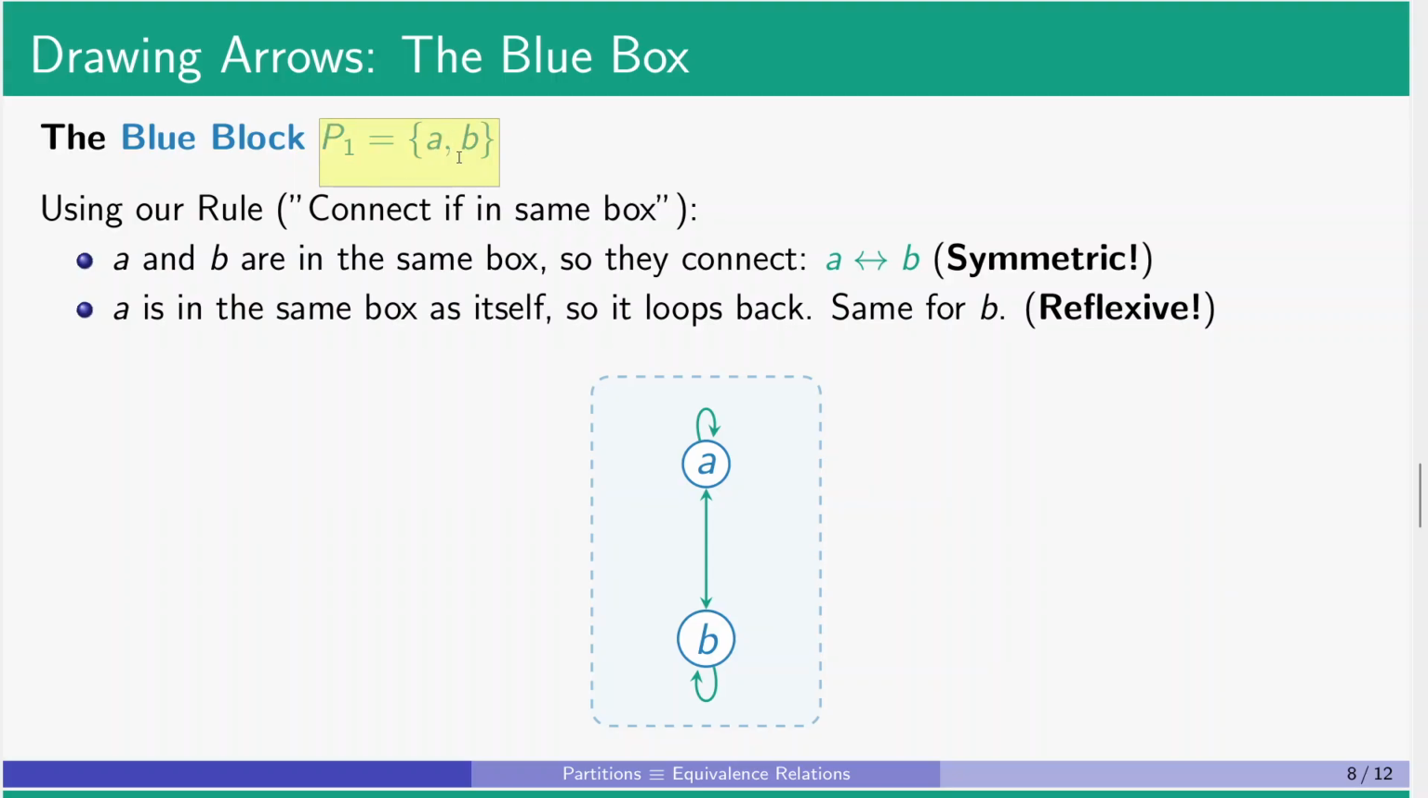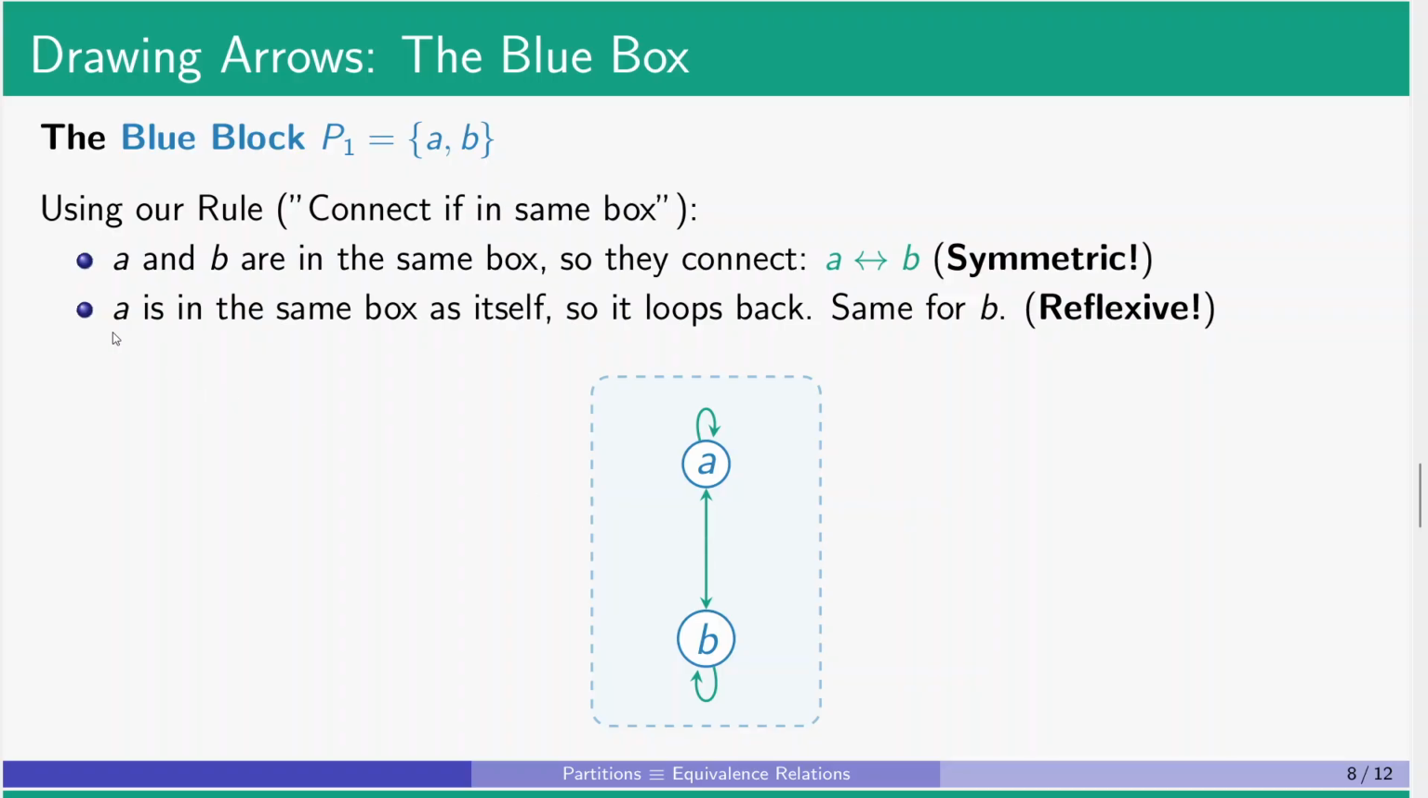We apply our rule: connect elements that are in the same box. First, A and B are in the same box together. So we draw a double-headed arrow between them, an arrow from A to B, and an arrow from B back to A. That gives us A connected to B and B connected to A. Notice, that automatically satisfies the symmetric rule. We got symmetry for free, just because we draw connections in both directions whenever 2 elements share a box.